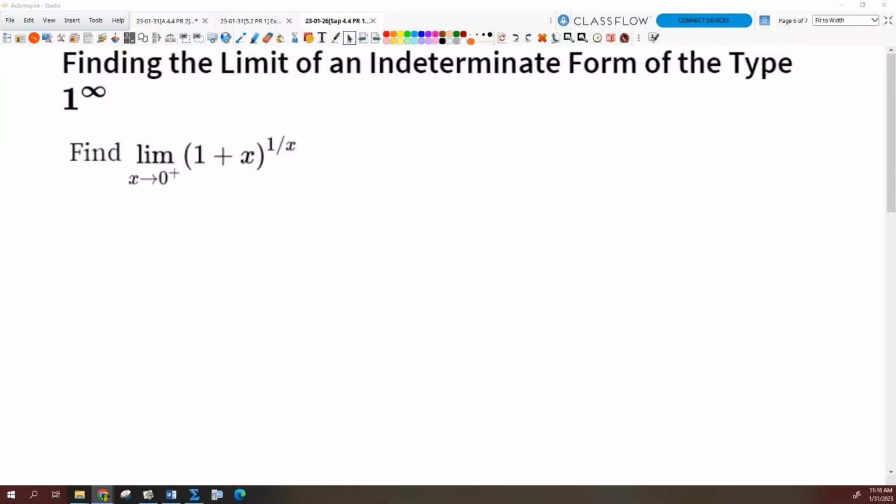Okay, what's our strategy if we're trying to take a limit of something like that? What form is that? If I try to evaluate this directly, everybody see that that's the form 1 to the infinity, right? The limit of the base is 1 and the limit of the exponent would be positive infinity. I'm approaching 0 from the right, okay?